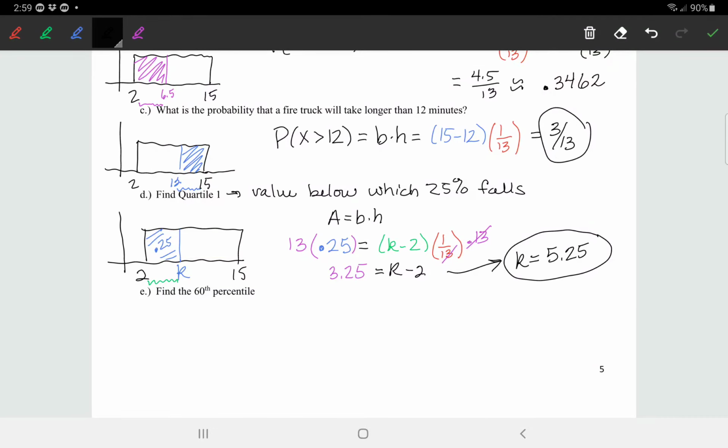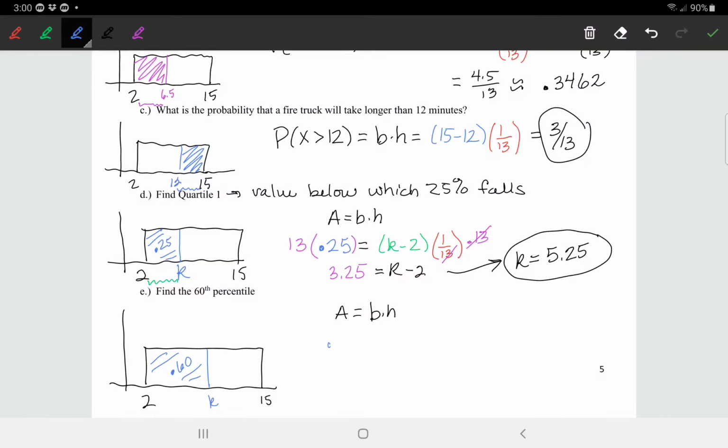Now, a quartile really is just a percentile, and this one they're asking for the 60th percentile. So we're looking for the value at which 60% of the data falls in between. Okay, so now we're looking for some value k, and the area that we're looking for is 60%, and we just do the same thing that we did before and just change the value of the area. So area is equal to base times height. We are looking for the 60th percentile, so we're looking for area to be 0.6. The base goes in between k and 2, so k minus 2 is the base. Again, the height has not changed. This is 1 over 13.